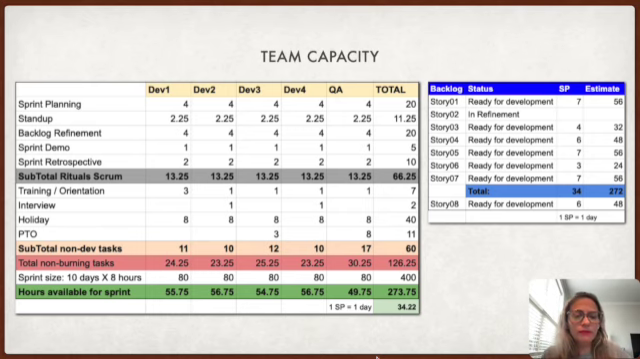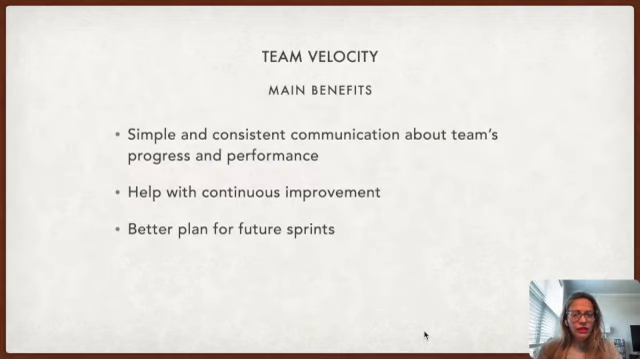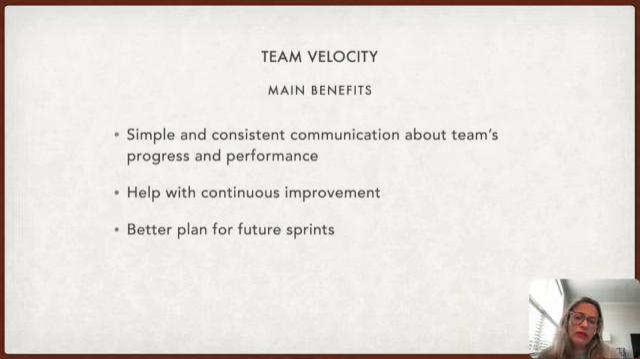The main benefit of measuring and managing team velocity is to have consistent communication about the team's performance. This metric also helps us with continuous improvement, as we can use the data to discuss what we did well in the last sprint and also what can be improved. We can also use the results from the last few sprints to compare how we are doing, and it helps us plan better for future sprints.